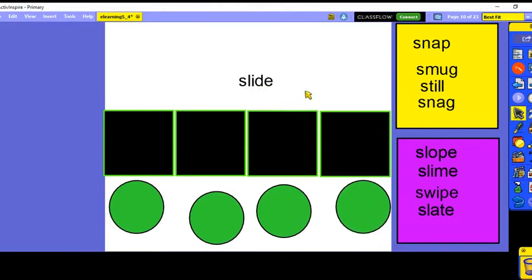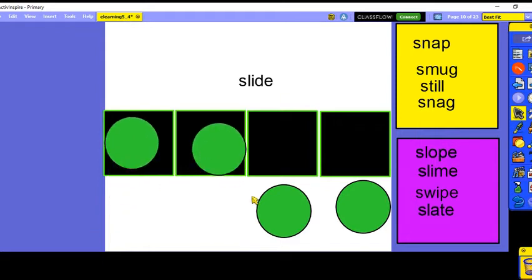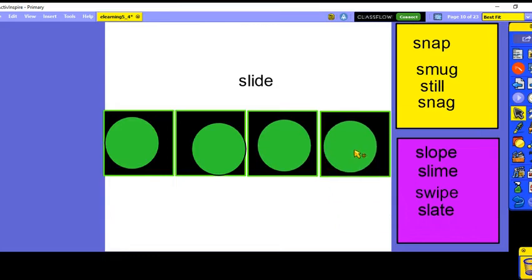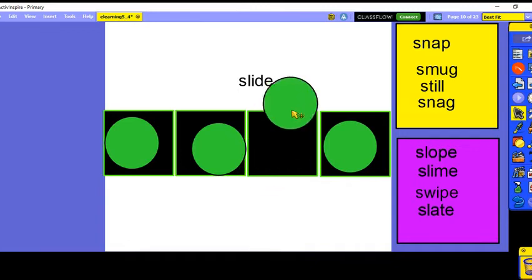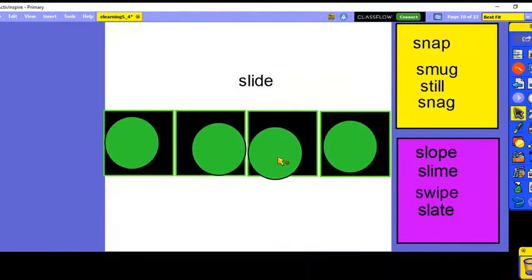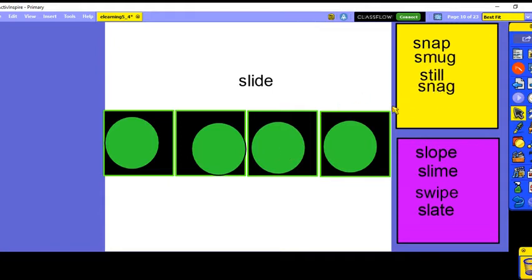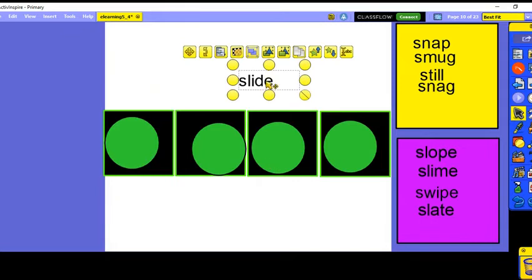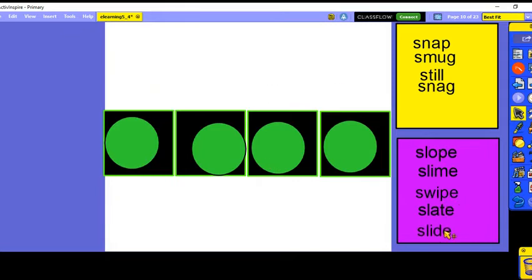This word is slide. Let's say all the sounds we hear in slide. Slide. Now let's just say the vowel sound. I. Slide. Is that the short vowel sound or the long vowel sound? In slide, I says its name, and so that is a long vowel sound. You also see the vowel consonant E pattern in slide, and so we know that I will say its name.